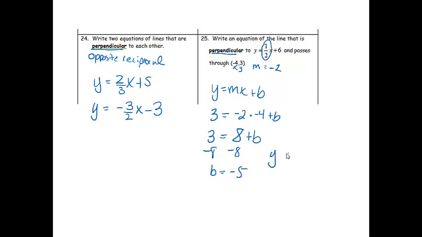Then writing the equation, we get y = my slope again was -2x, and then my b is minus 5. And there we go.